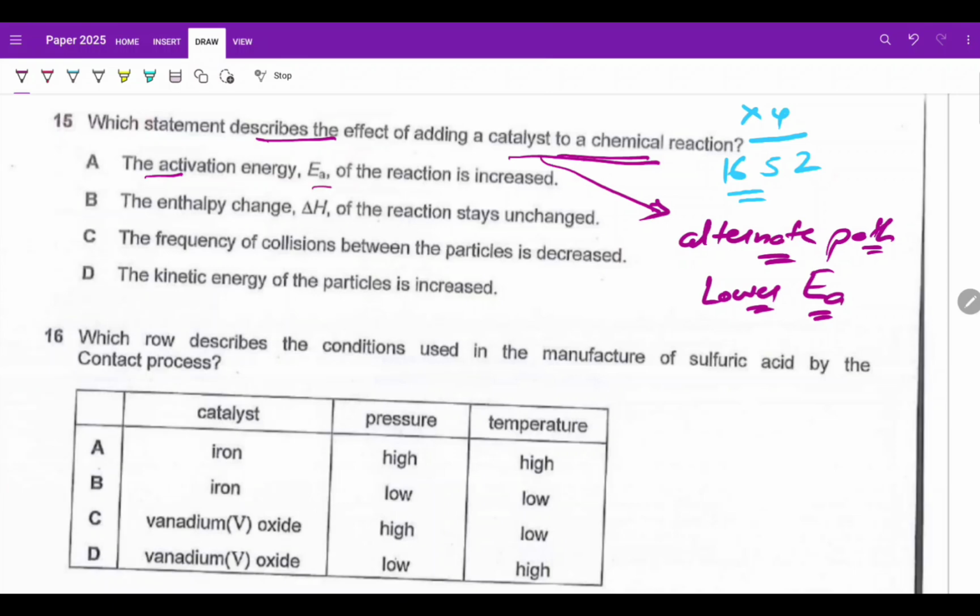Option A is the activation energy, EA of the reaction increases. No. The enthalpy change of the reaction stays unchanged. Yes, delta H of the reaction, whenever a catalyst is added, delta H will not be affected. So this could be the correct option.